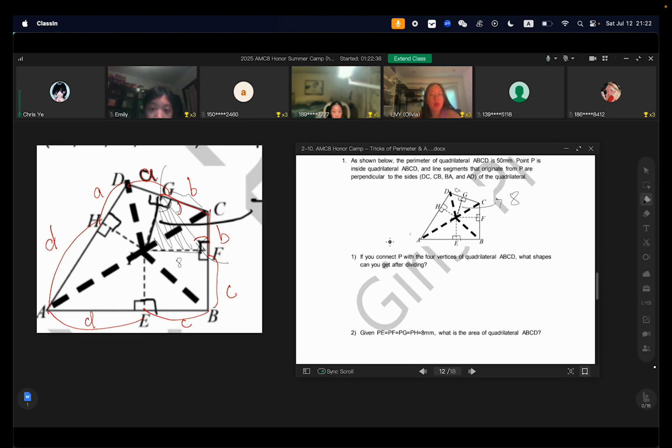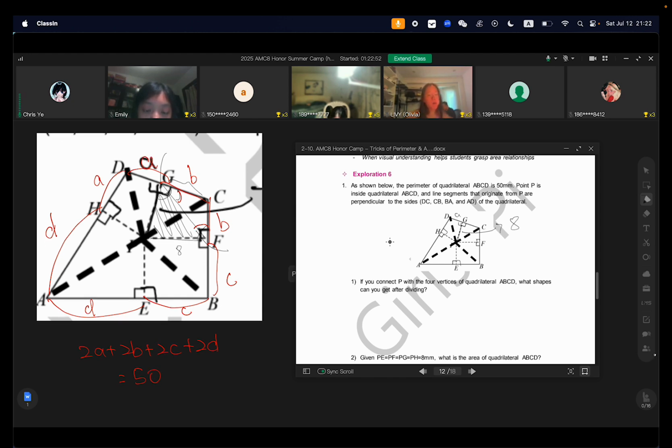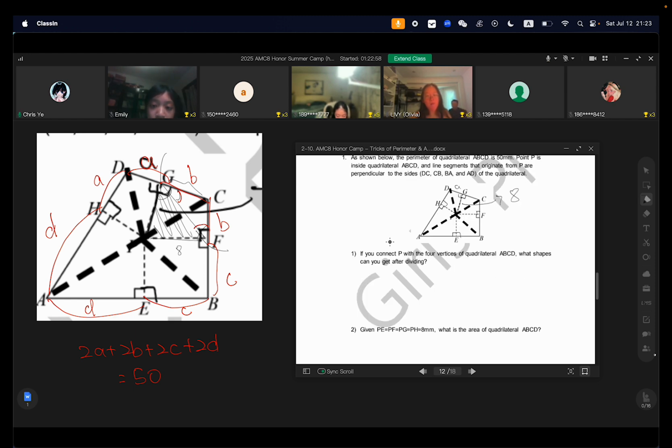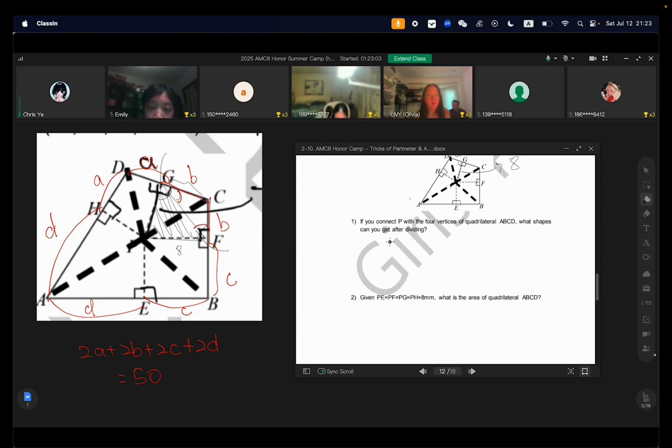It says that the perimeter of quadrilateral ABCD is 50 millimeters. So that means that 2A plus 2B plus 2C plus 2D equals 50, and we know that A plus B plus C plus D will be 25. But firstly, it asks us what the area of quadrilateral ABCD is, and we have 8. So we know that these are all going to be 8.